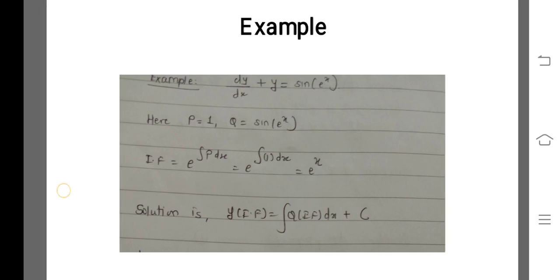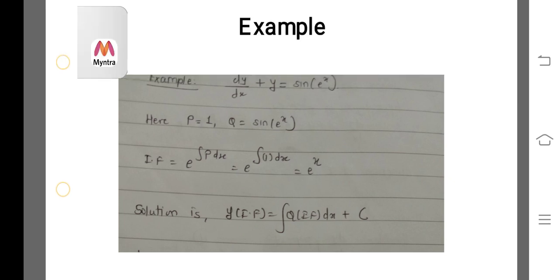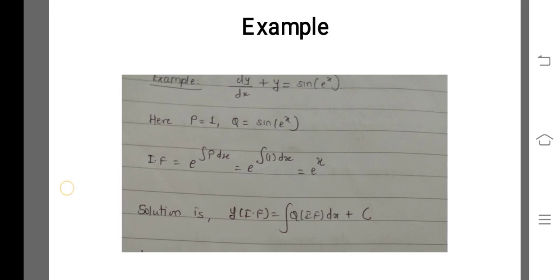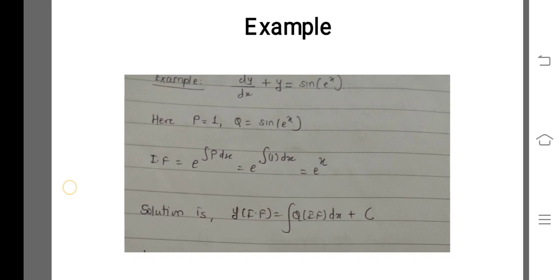We will discuss one example. Consider the differential equation dy/dx + y = sine of e to the power x. Here p is 1, q is sine of e to the power x. So the integrating factor is e to the power integration of p dx. So it becomes e to the power integration of dx, that is e to the power x.